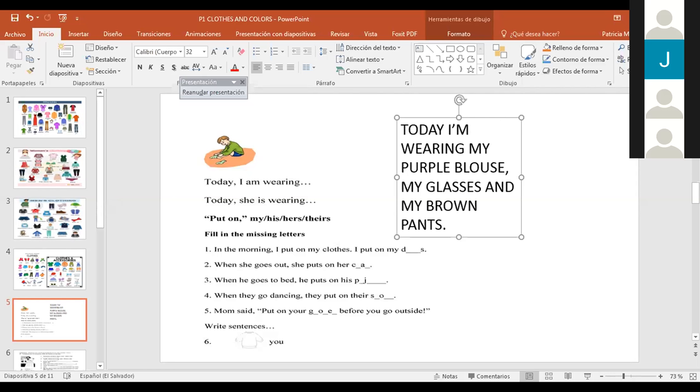My glasses. That I am wearing my black blouse. No sé, creo que dijo su reloj, ¿verdad? Si era reloj, en este caso sería... My blouse. Blouse. My red blouse. Okay, thank you.